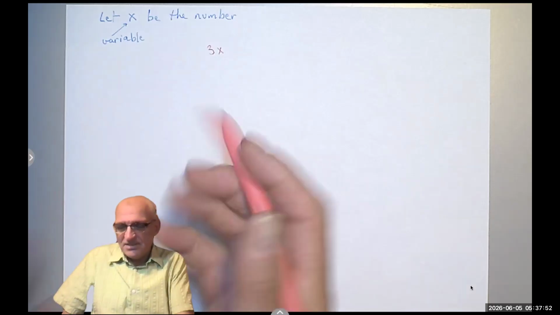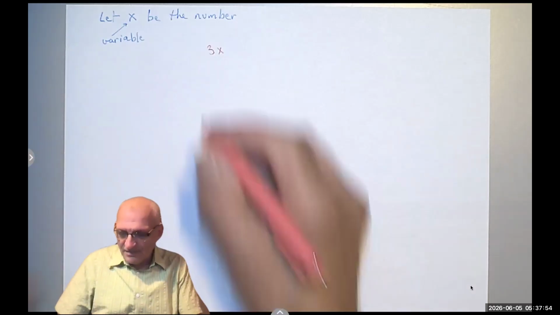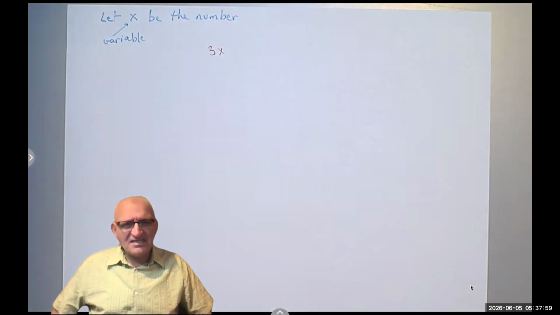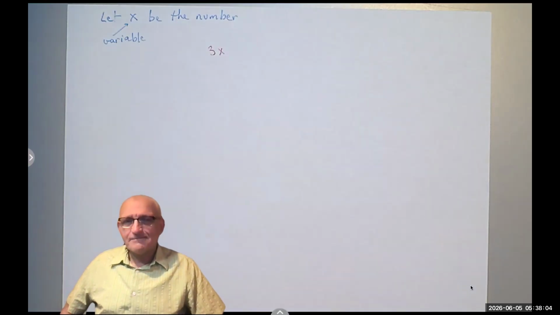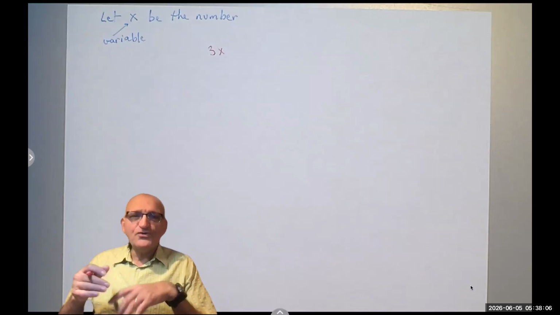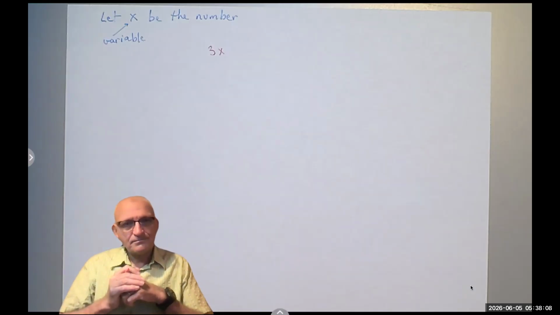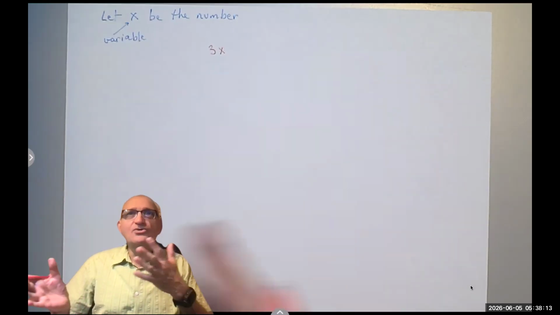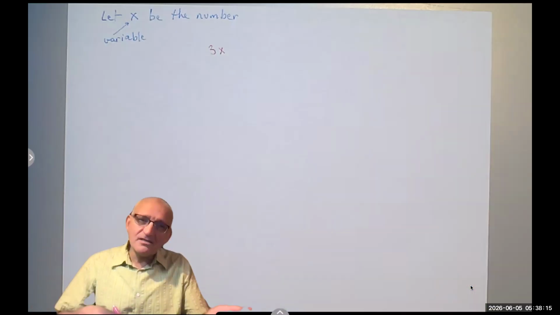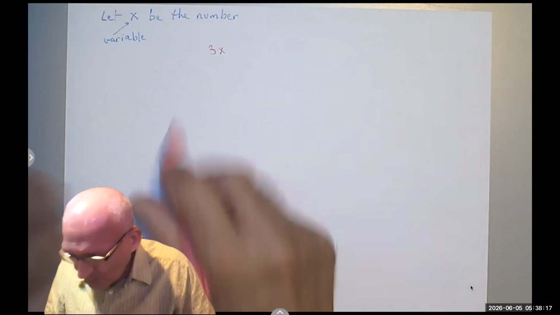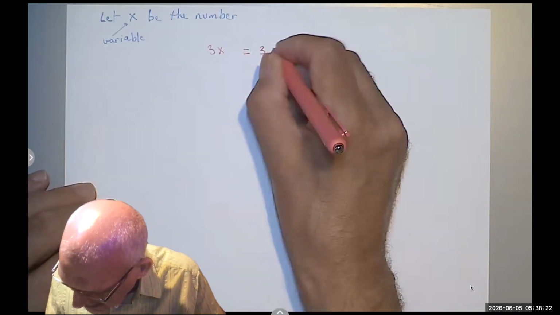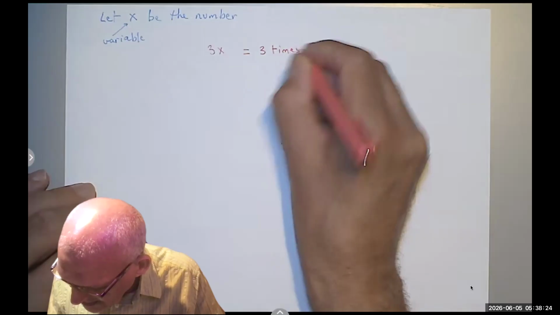And the reason may be easy to explain, because if I write 3 times x, somebody would read it 3xx. What does that even mean? Is it 3 times times? It doesn't make sense. So to reduce confusion, we just skip it. Some people even use a dot, but the dot is also a decimal point, so it may be another source of confusion. So when I say 3x, it means 3 times x.